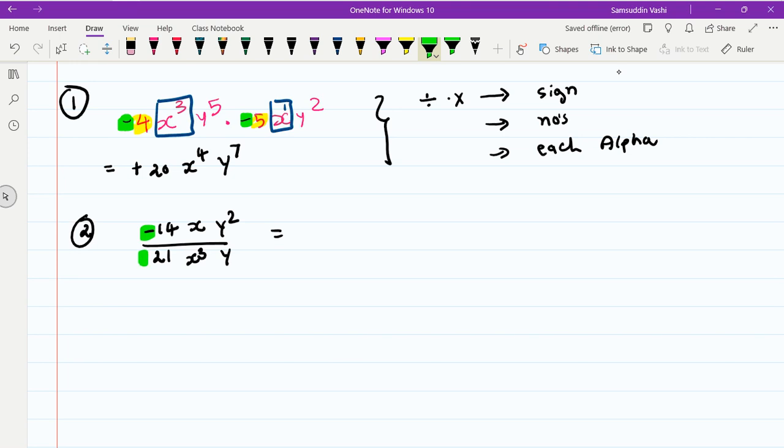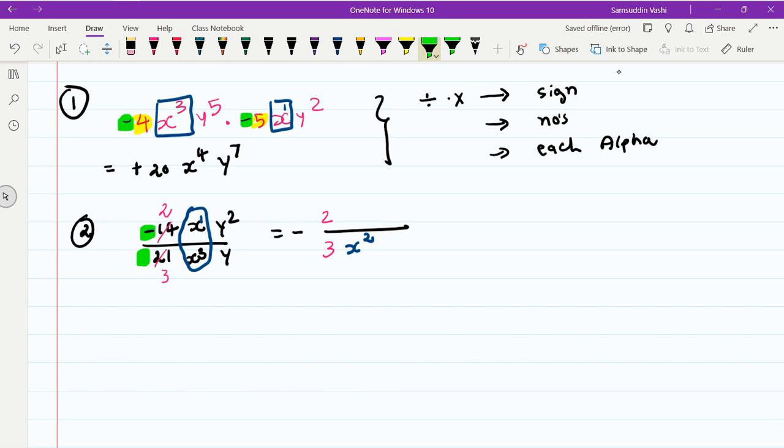So first thing, we talk about sign. Negative divided by positive is negative. And 14 divided by 21, both of them are in the table of 7. So it's 7 times 2 and 7 times 3, so it's 2 over 3. Then we deal with x to the power of 1 divided by x to the power of 3. In division, we subtract the powers. X to the power of 3 minus 1, which is 2. 3 is the bigger power, which is in the denominator, so my answer is in the denominator.